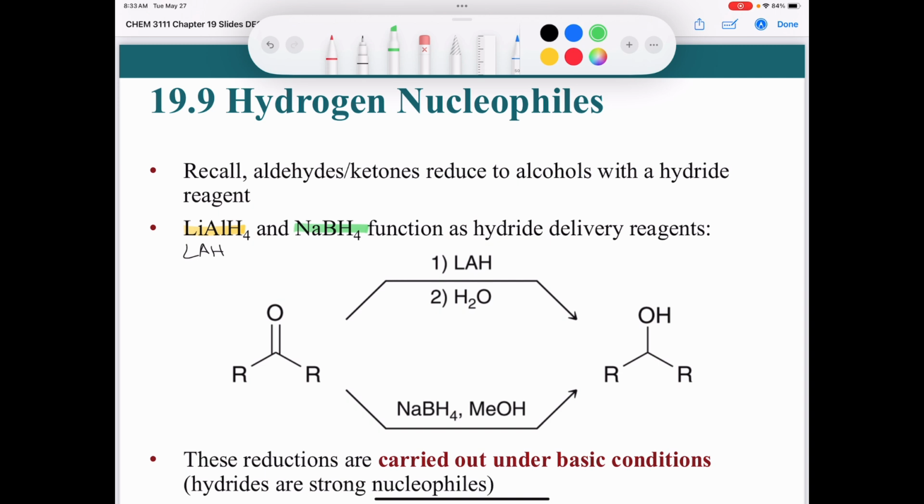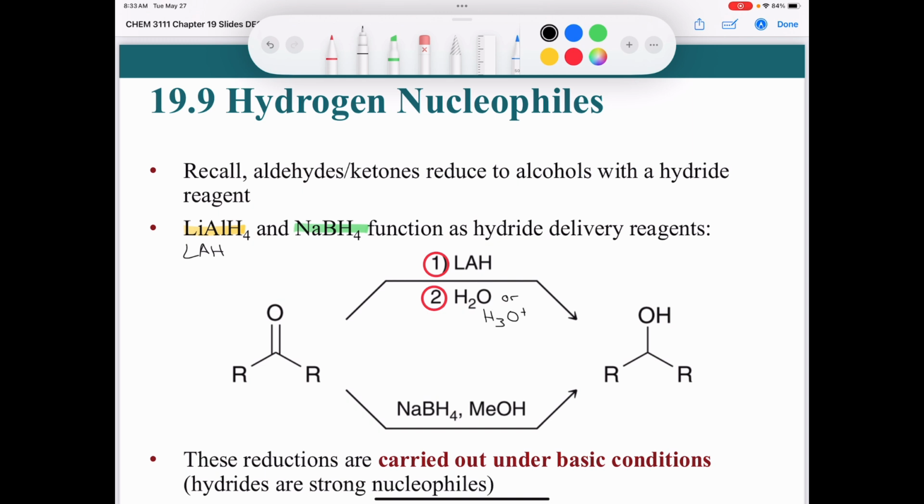So remember that the reduction of a ketone or aldehyde or ester with lithium aluminum hydride is a two-step process. The first step is going to be your lithium aluminum hydride, and then the second step is going to be to treat it with water or aqueous acid. So let's put that in here, or H3O+.